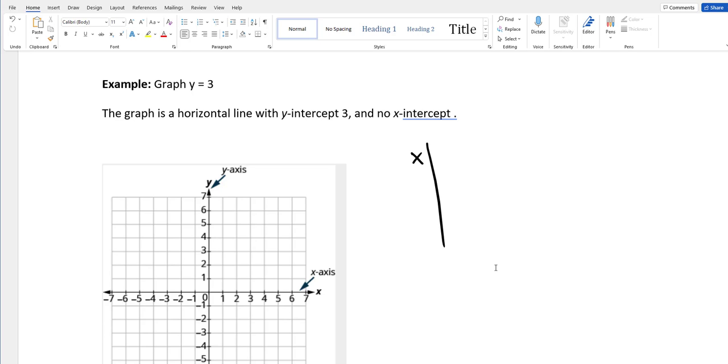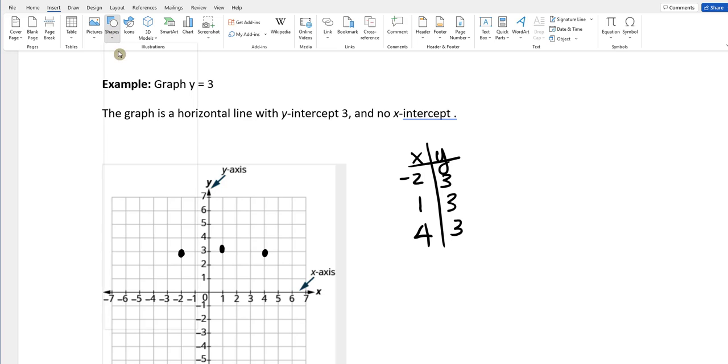If we have y equal to a number, that's going to be a horizontal line. In this case, we have y is equal to 3. No matter what value we put in for x, y will always be 3. So I can put in -2 for x, I can put 1 in for x, and I can put 4 in for x. y will always be 3. So if we plot this, this will be (-2, 3), so that'll be a point here. (1, 3) will be a point here, and then (4, 3) will be a point here. As you can see, the points go straight across, and we can draw our line straight across. So y equal to a number will always be a horizontal line.